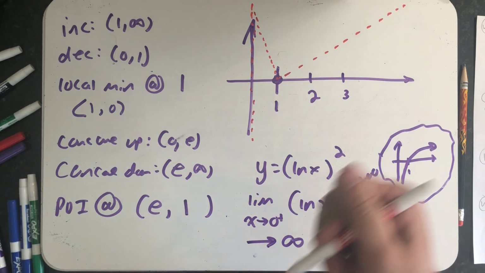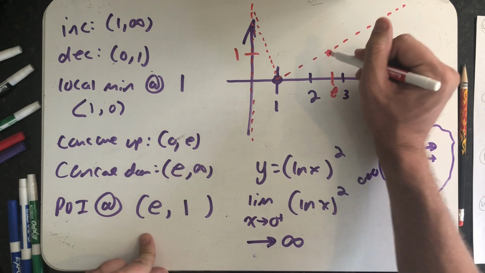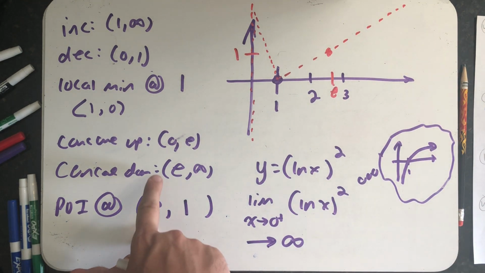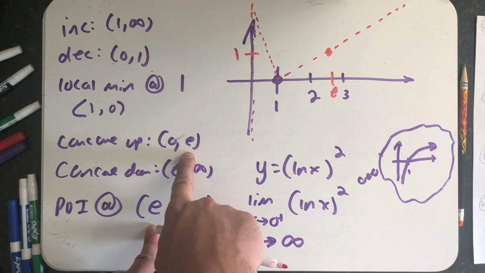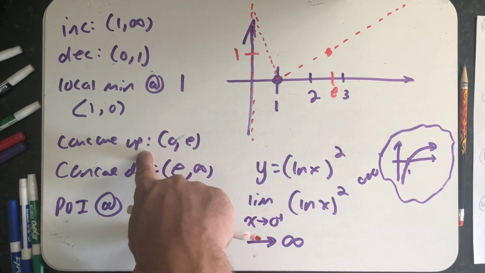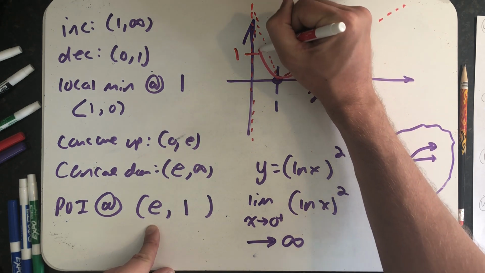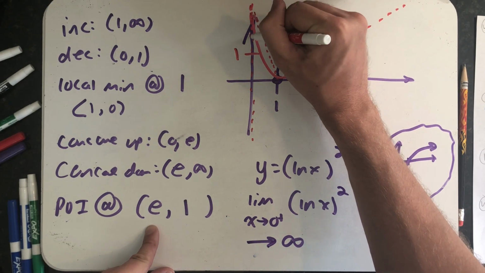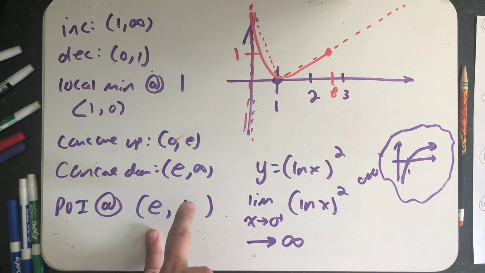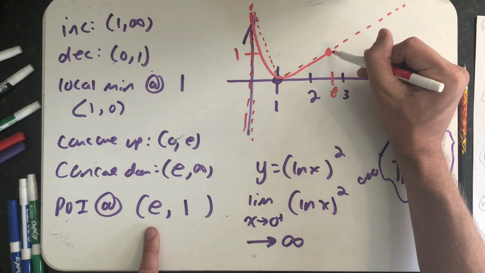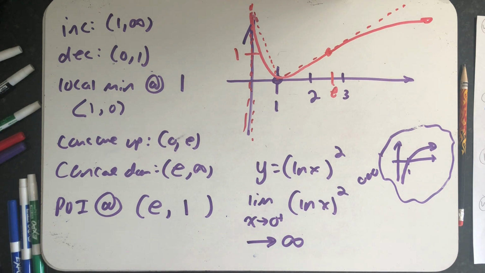And I know I have a point of inflection at e comma 1. And that between 0 and e, I'm supposed to be concave up. So that shape would look like this, with that vertical asymptote on the y-axis. And then after that, I'm supposed to be concave down. And so there's my more realistic shape.